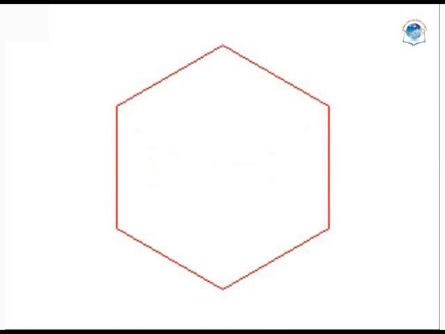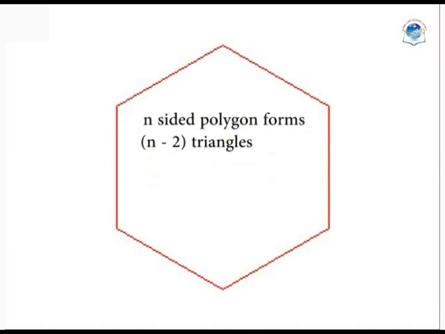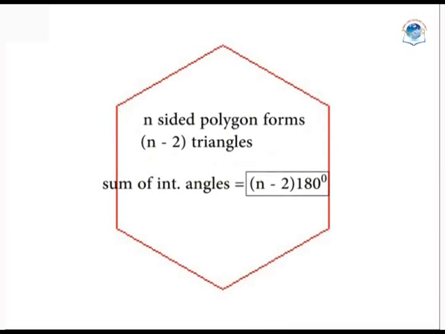Generally, for any polygon with n sides, we can form n minus 2 triangles. And so in total, we shall have (n minus 2) times 180 degrees. This is the formula for finding the sum of the interior angles of any polygon, regular or irregular.